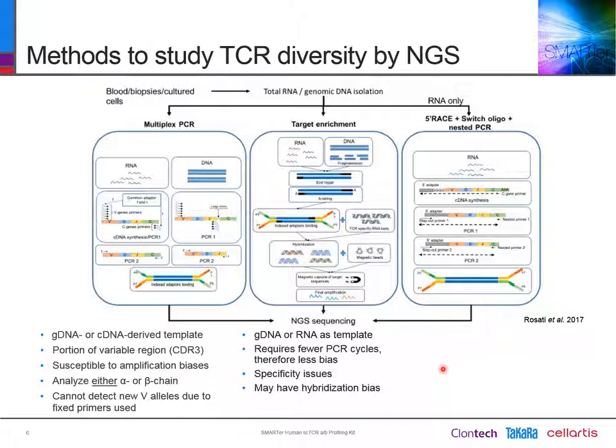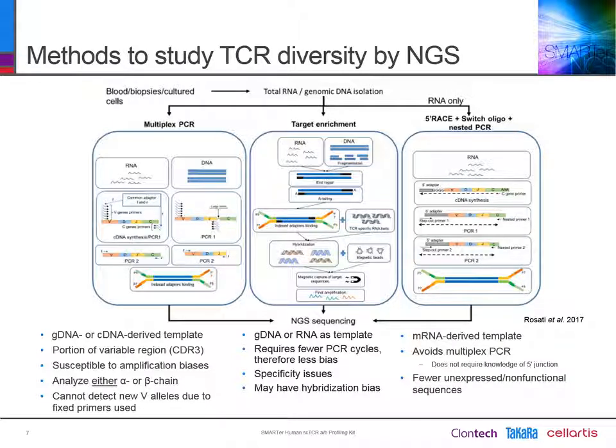Now, the third method represented here is the 5' RACE-based method. What you do here is you do oligo-dT or random priming of the RNA. Once you reach the 5' end of the RNA template, you then do template switching and incorporate Illumina adapters or sequences of choice. In this particular approach, since you use mRNA as template, you get a better representation of what's been expressed in the cells, and because there is no PCR involved, you avoid amplification biases and get fewer unexpressed or non-functional sequences.